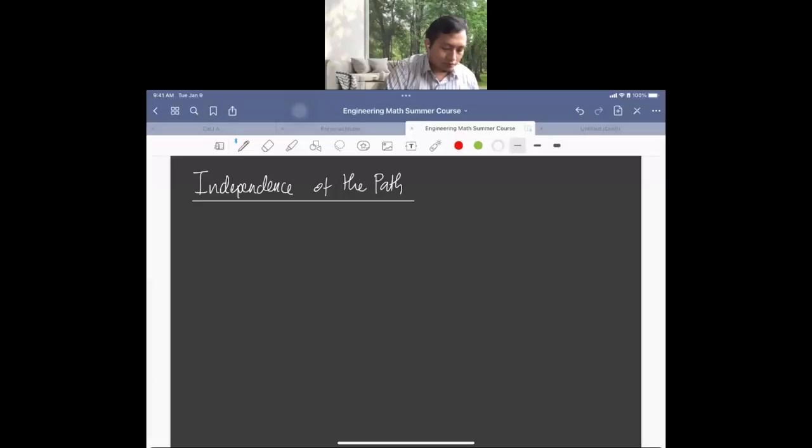So one of the properties that is important in line integrals is the path taken. So in line integrals, the path taken affects the value of the integral.